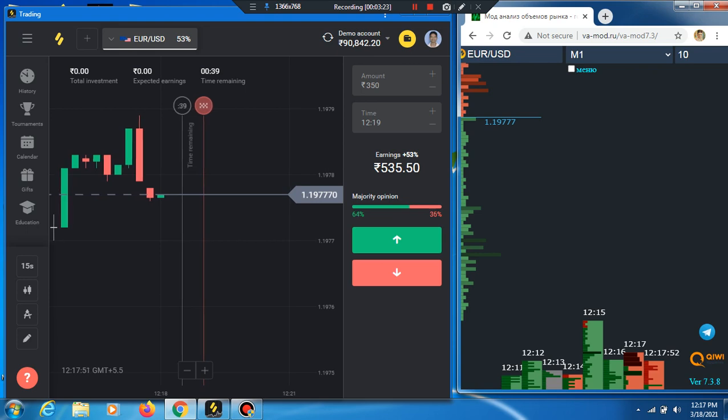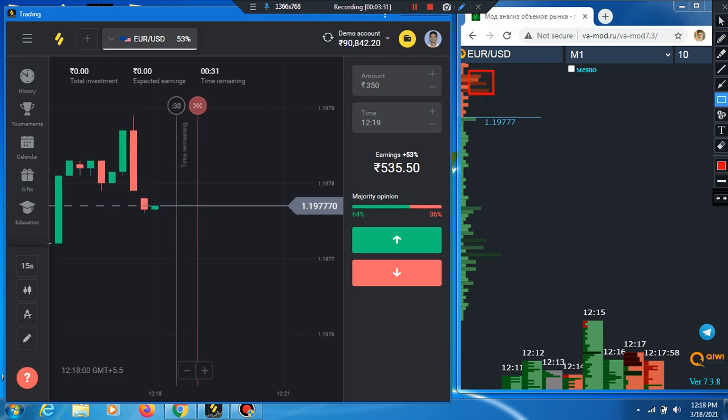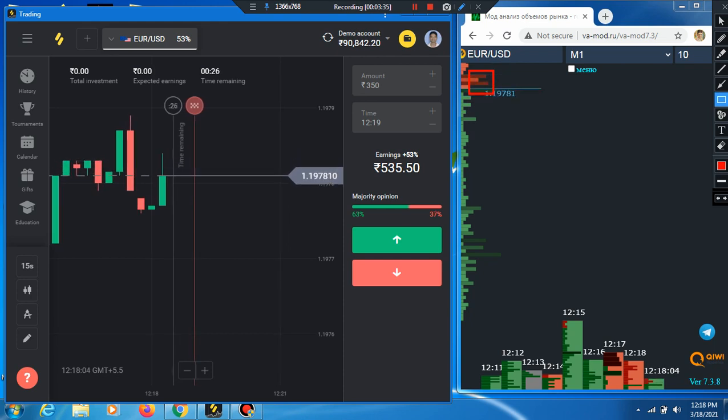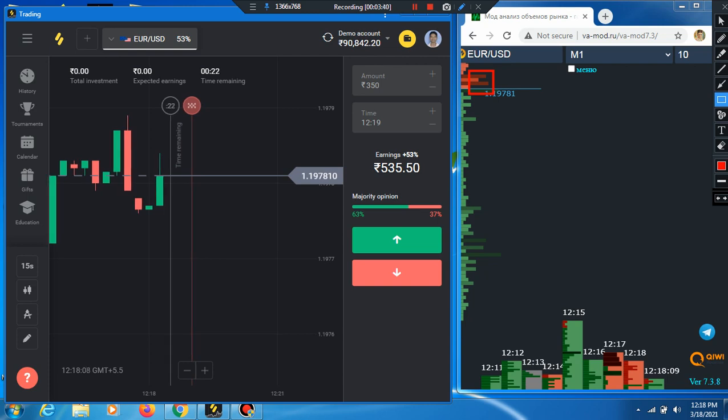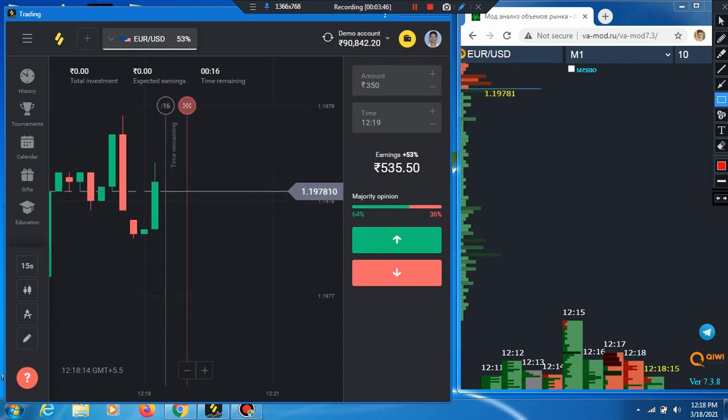Look here, some volumes are consolidating here. The volumes attract the price and then reject. Look here, I will show you how to take trades. You have to analyze fully here. Without proper knowledge you can't trade.